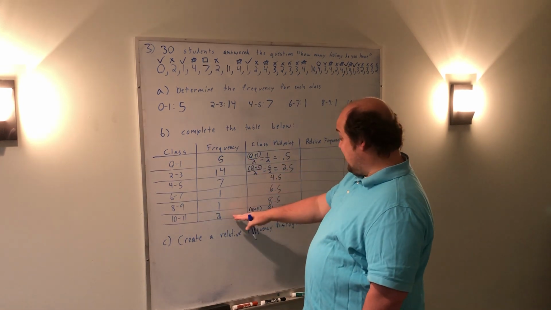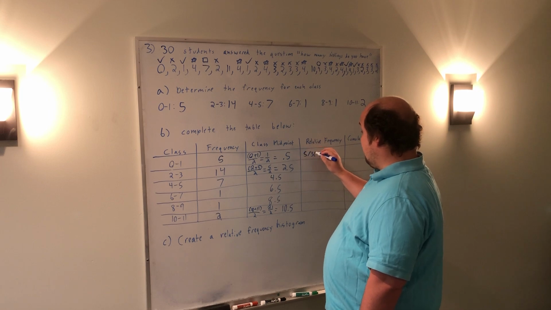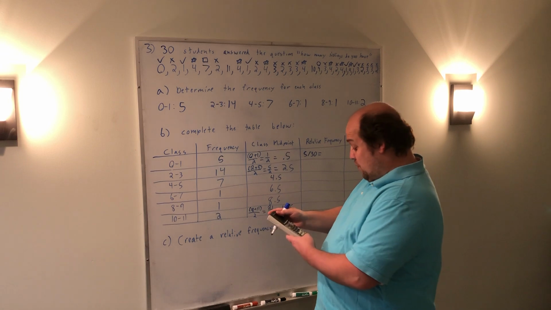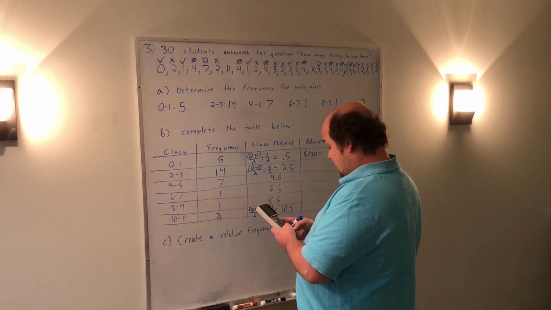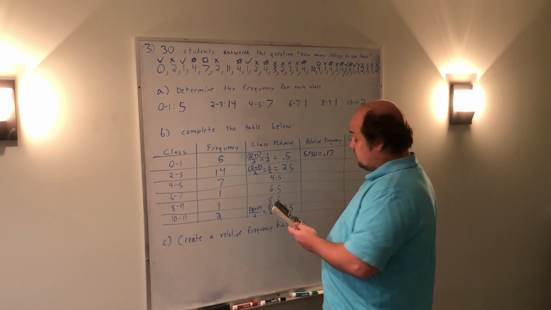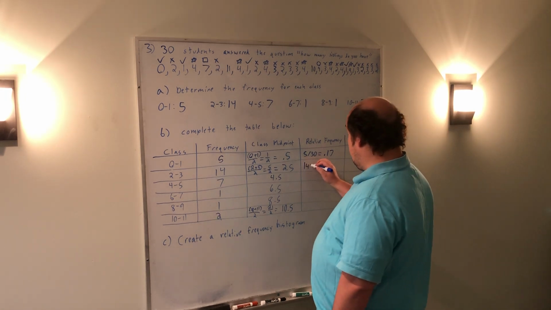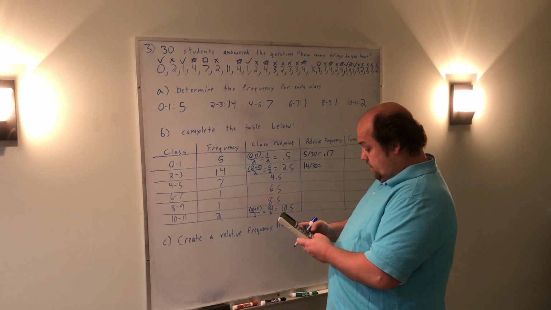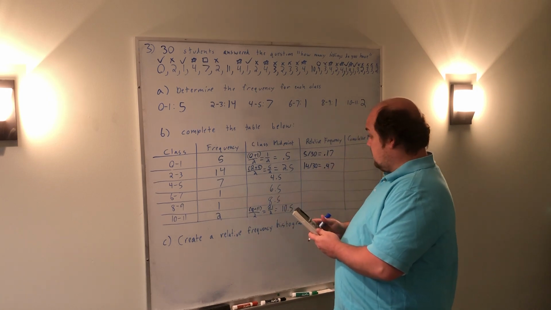So since I'm actually out of 30 students, this first class relative frequency would be 5 divided by 30. That's really 1/6 or 0.18. So if I put it into my calculator, 5 divided by 30, 0.17. If I now do 14 divided by 30, my calculator tells me that 14 over 30 is 0.47.